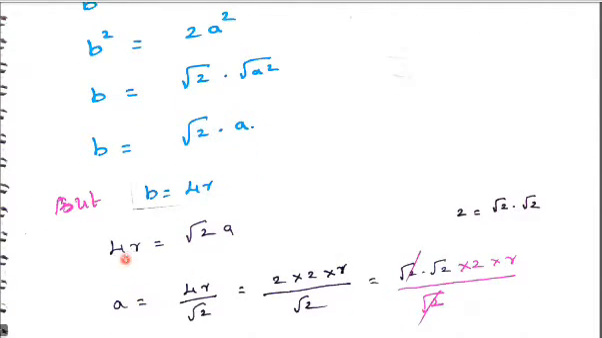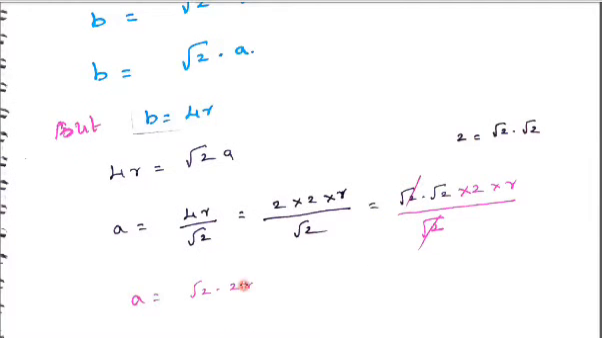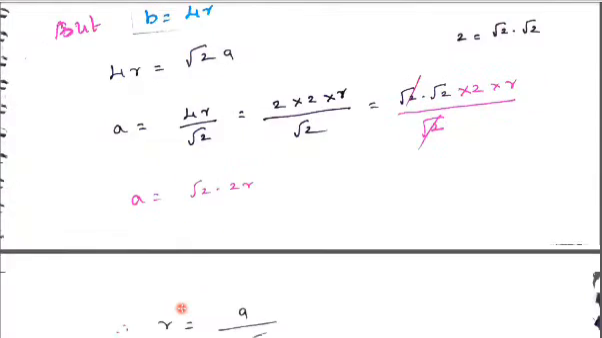Therefore A equal to 4R by root 2. Taking this out, 4 is 2 into 2, so 2 into 2 R by root 2. Root 2 into root 2 is 2, so the root 2 cancels. So the answer for A is root 2 into 2R. A value is root 2 into 2R.